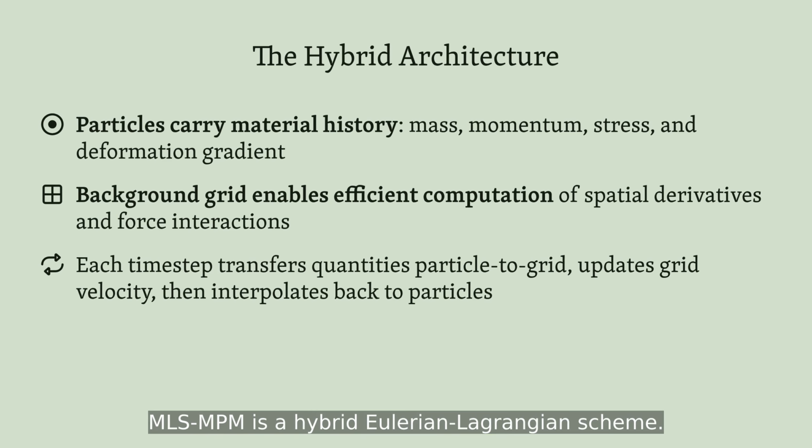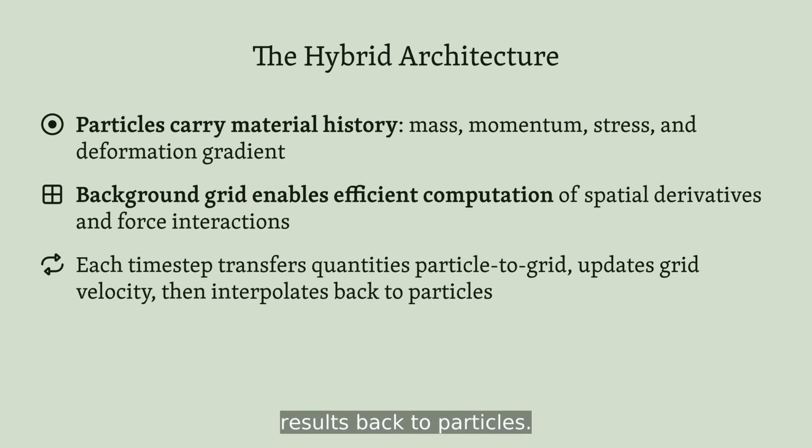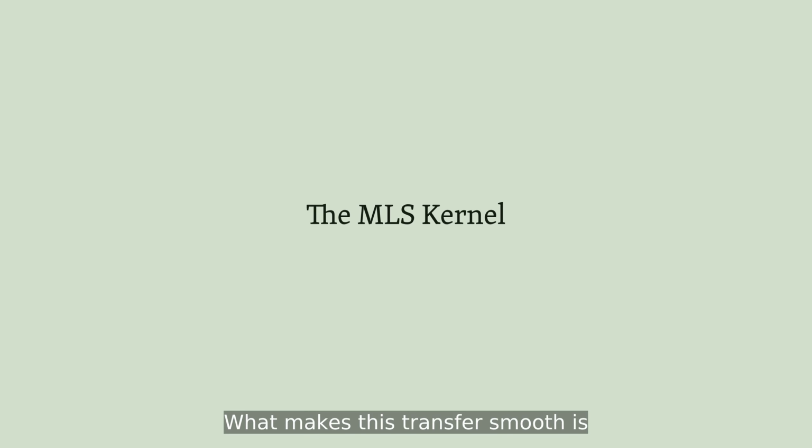MLS-MPM is a hybrid Eulerian-Lagrangian scheme. Particles move through space carrying the full material history, stress state, deformation gradient, even plasticity parameters. Meanwhile, a background grid, either structured or fully unstructured simplicial mesh, provides the stage for efficient gradient computation. Every time step, we rasterize particle data onto grid nodes, update velocities there, and pull the results back to particles. What makes this transfer smooth is the moving least squares kernel itself.